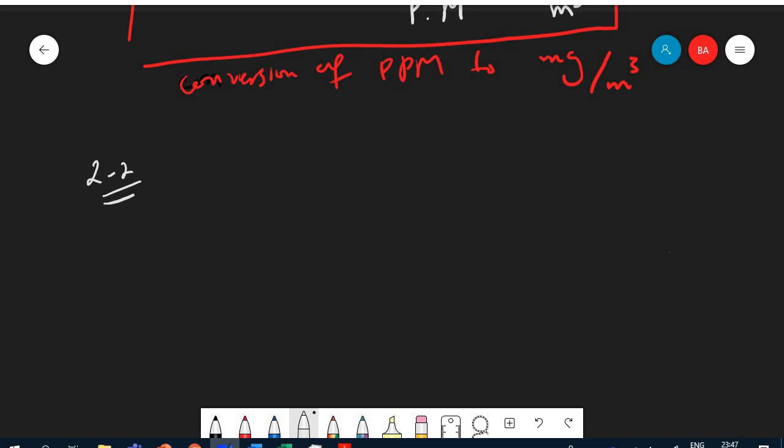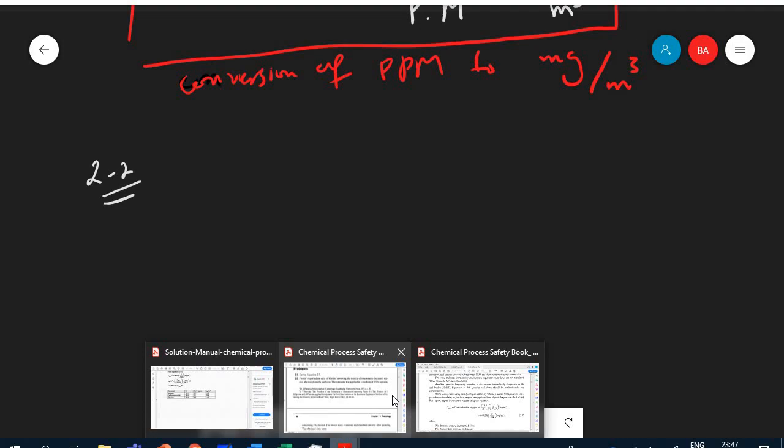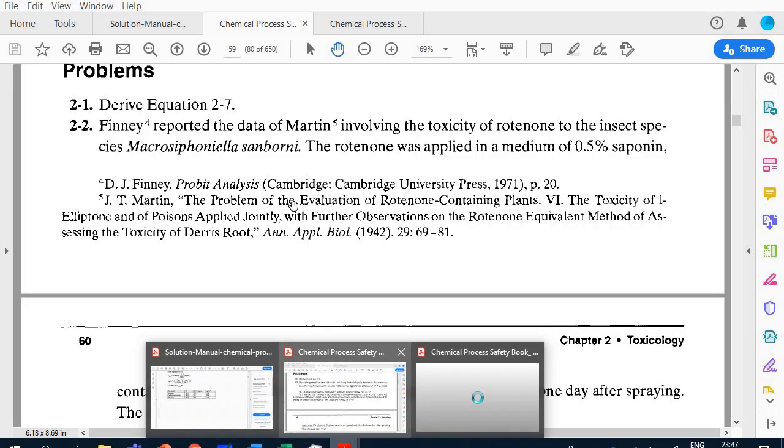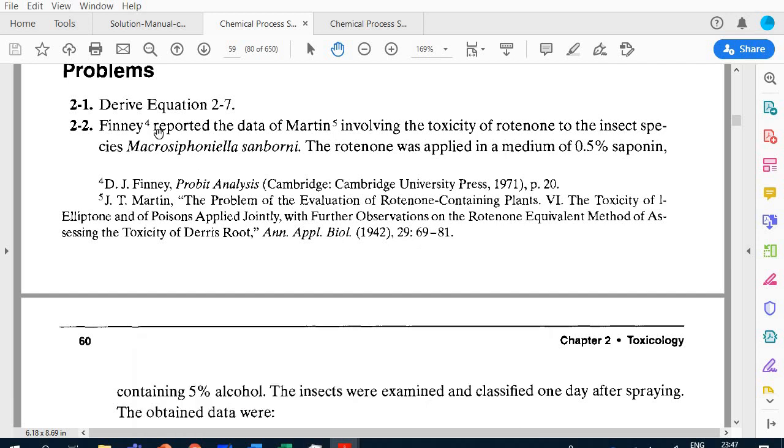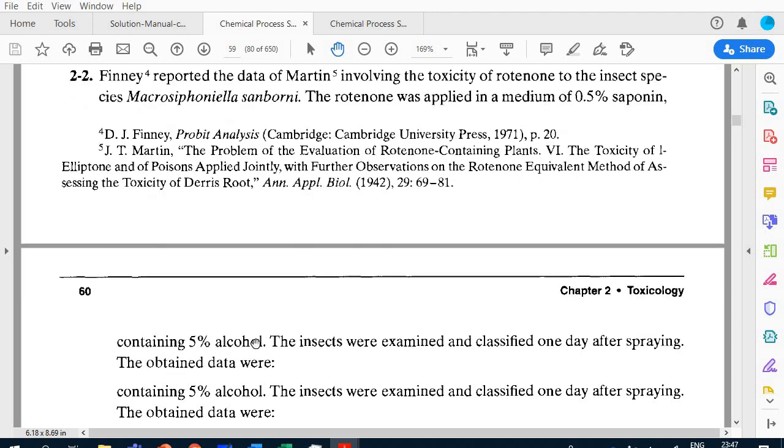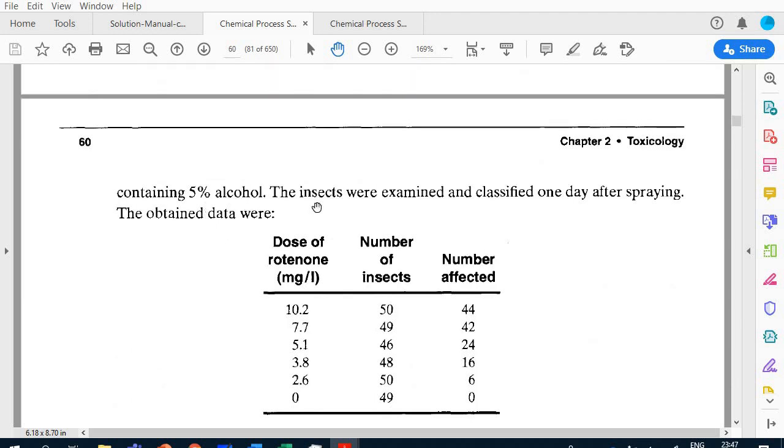So 2.2. Okay, so let's go to the second problem. Here, if you look at the question, it says that Finney reported data involving the toxicity of rotenone to an insect species. We want to see how toxic that substance is to the insect species. That species is called by that very difficult name, Macrosiphoniella sanborni.